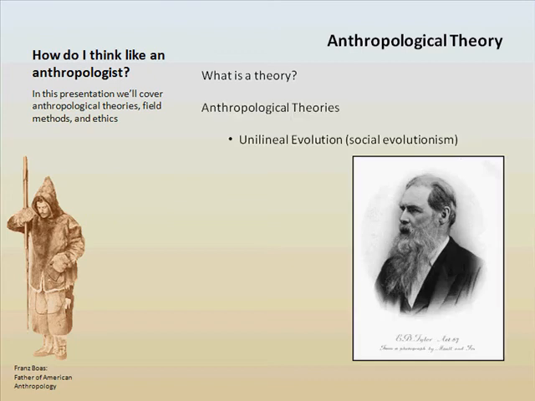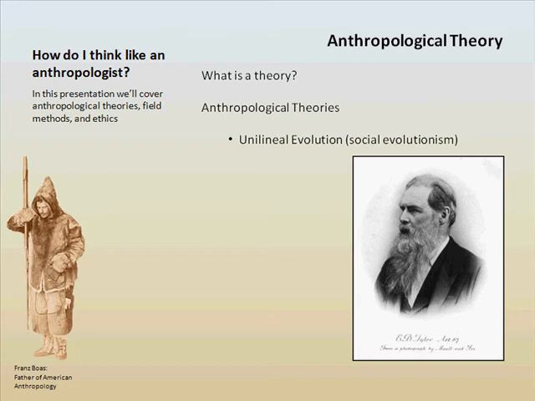So one of the first ones that was strictly developed for anthropology is called unilineal evolution, or 19th century evolutionism, or even social evolutionism, so lots of different terminologies. And this one claims that all societies develop in a specific order. So, and this is cultural evolution is unchanging from society to society.